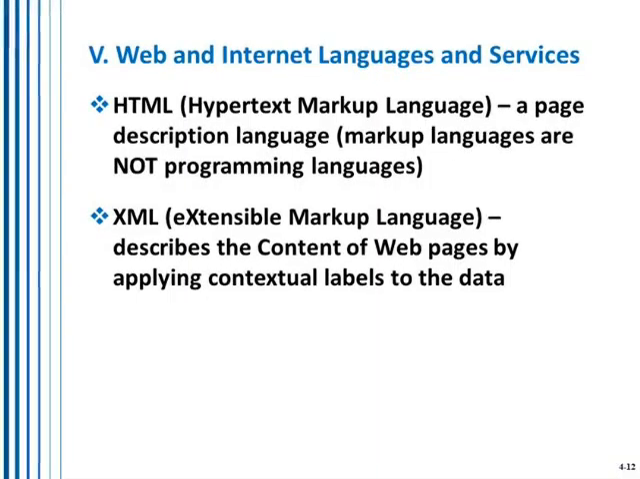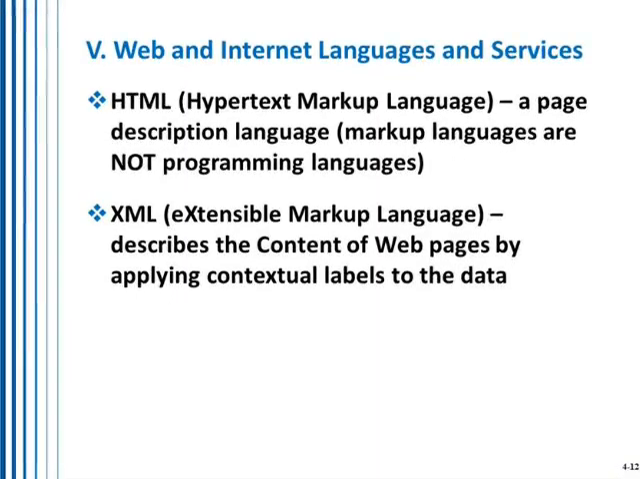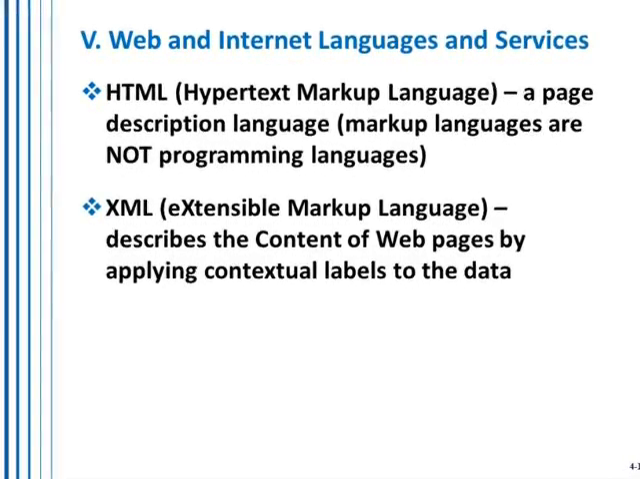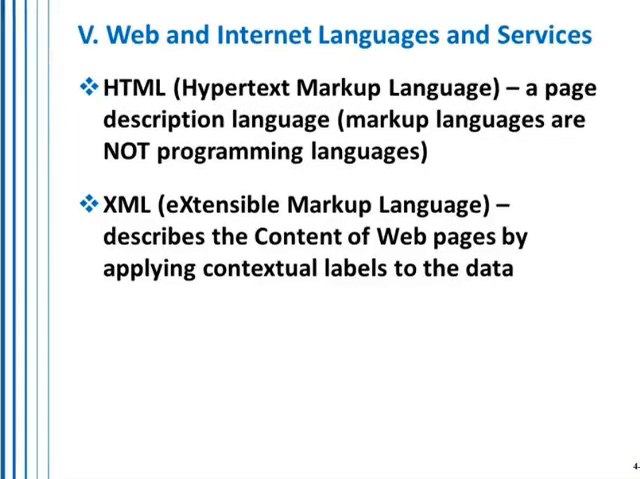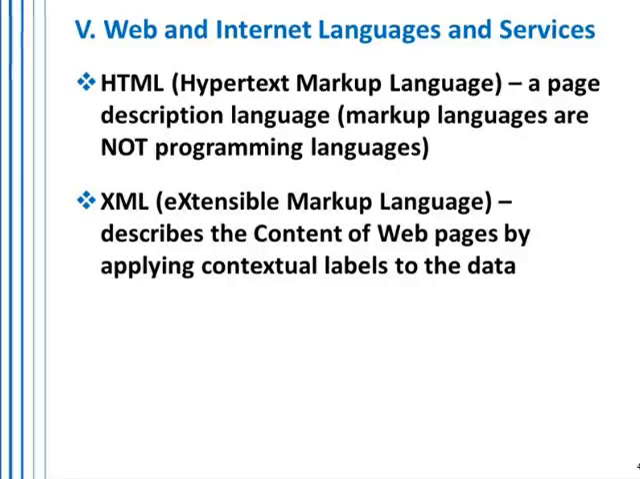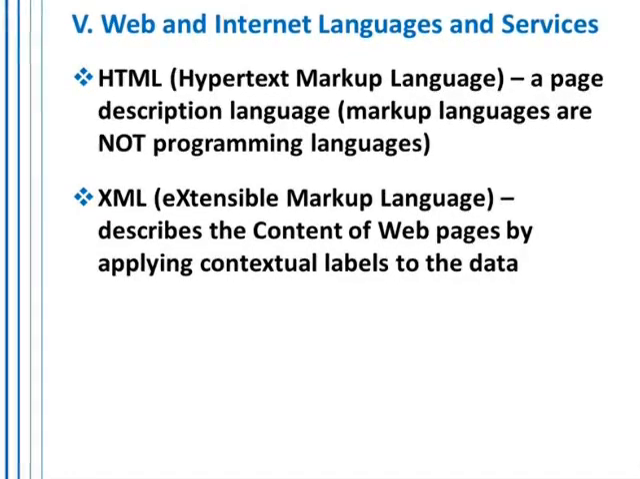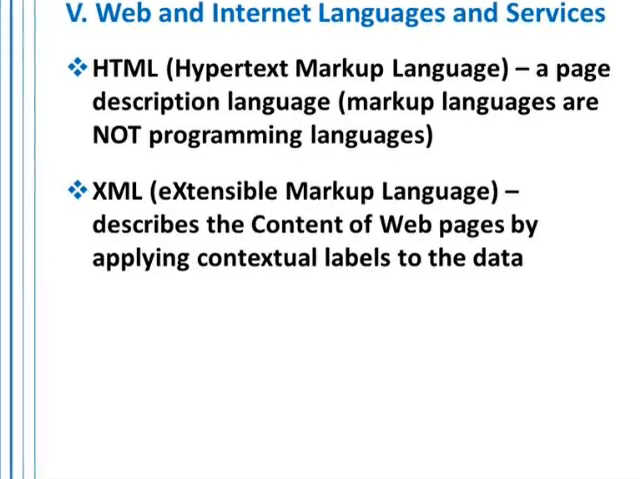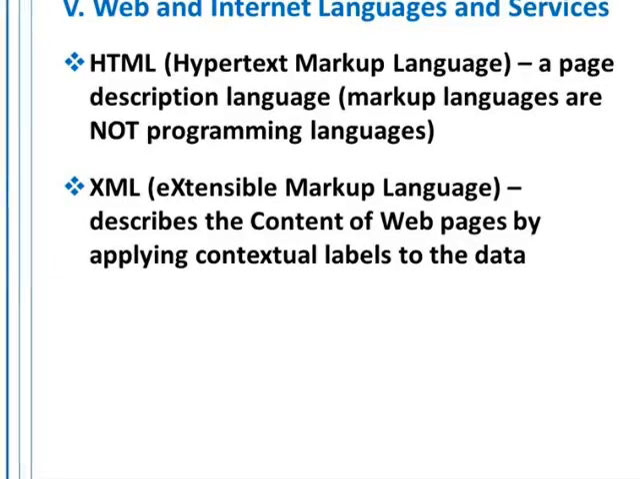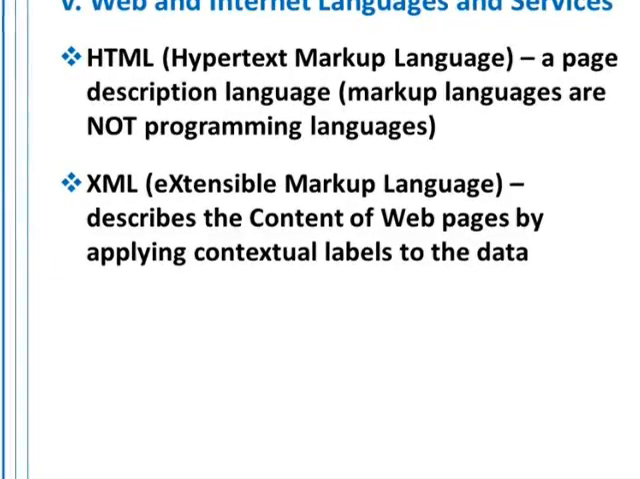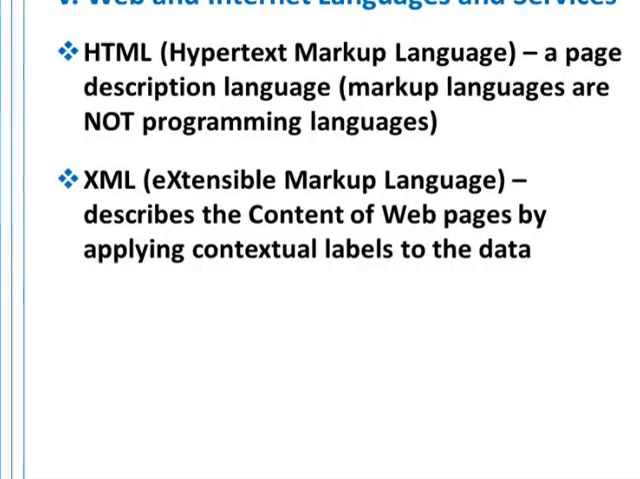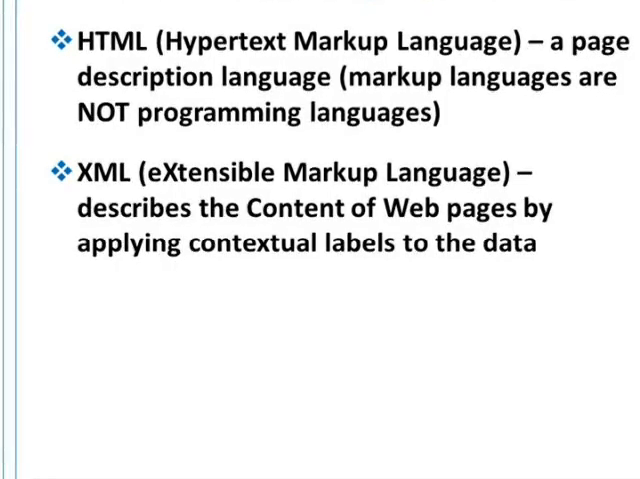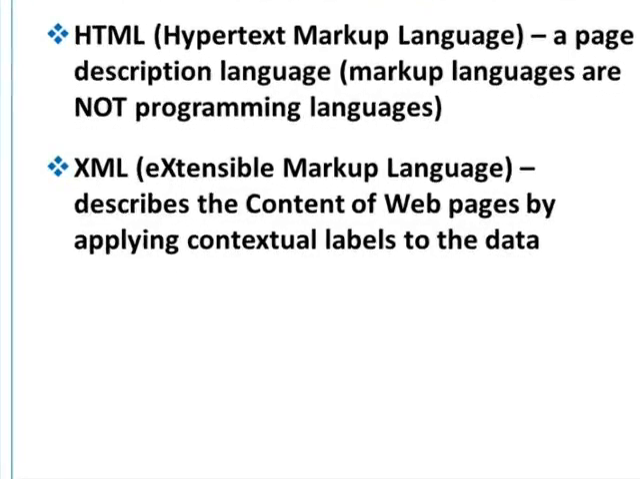The internet is powered by HTML, or Hypertext Markup Language. This is a page description language, and it's not necessarily a programming language, as you have very limited logic and data gathering within it. To allow us to do other types of functions that we get in other programming languages, we now have extensible markup language, which also describes the content of web pages by applying contextual labels to the data, which allows us to also use reusability.